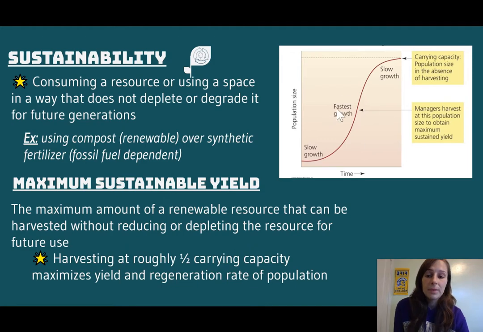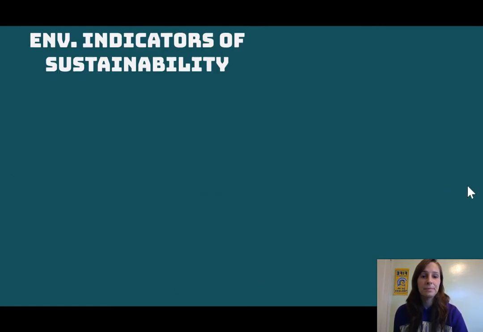So in the middle, that's where we're going to have the maximum sustainable yield, that sweet spot. So it's having fast growth, which means it's going to be able to keep regenerating its population. But then additionally, we are actually going to be able to get a decent amount out of it. So this halfway between carrying capacity is that maximum sustainable yield sweet spot.